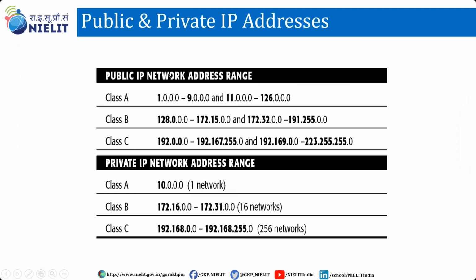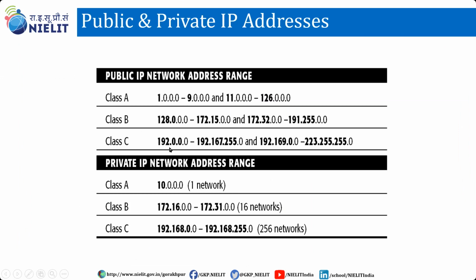With respect to the different classes, class A, class B, class C, there are category ranges of public IP addresses defined by IANA, the Internet Assigned Numbers Authority. In class A, the IP addresses start from 1 to 9 and 11 to 126. In class B, 128.0 to 172.15, then 172.32 to 191.255. These are the public IP addresses of class B. This is the range.